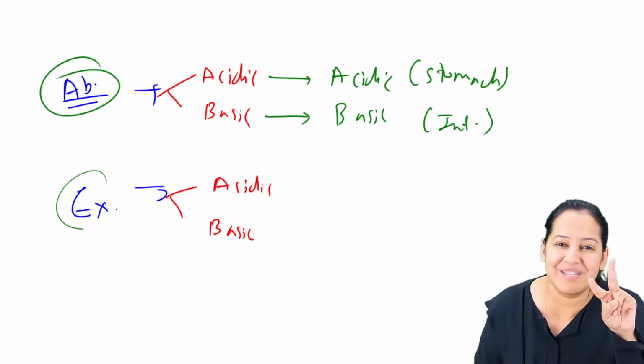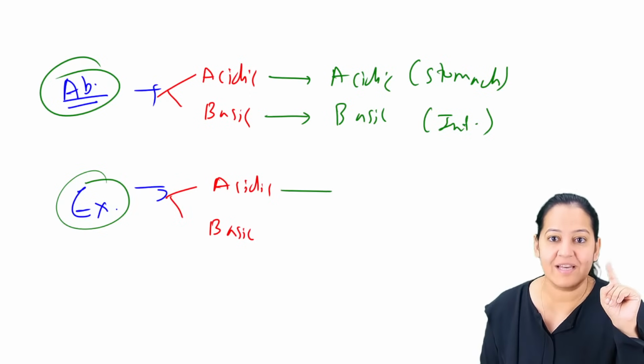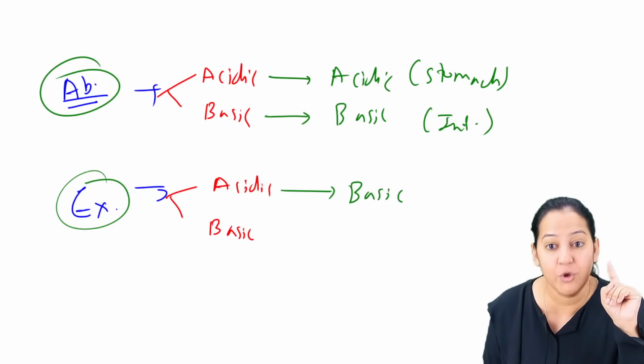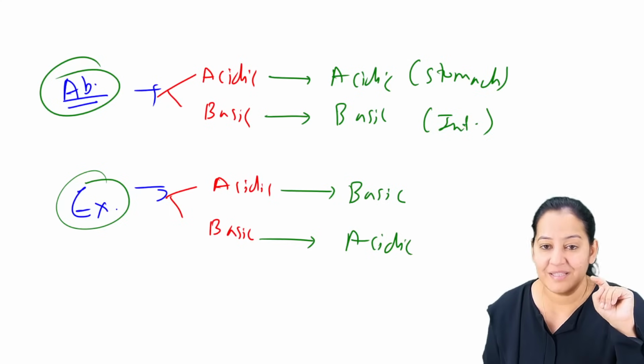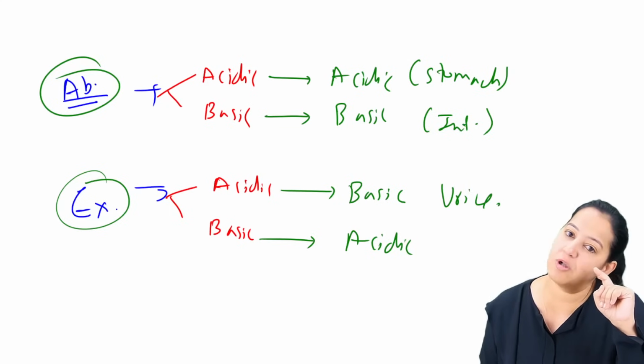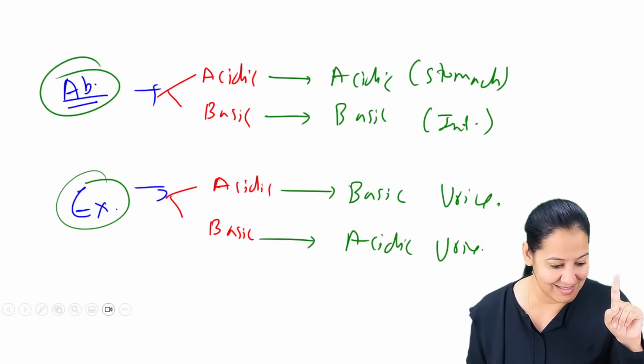For excretion, opposite medium is required. The organ is the same, it's the kidney. But acidic drugs are excreted in basic urine and basic drugs are excreted in acidic urine. So that is the pH of the urine we are changing. Here also urine, here also urine. I hope you all are getting it. Say yes if you got it.